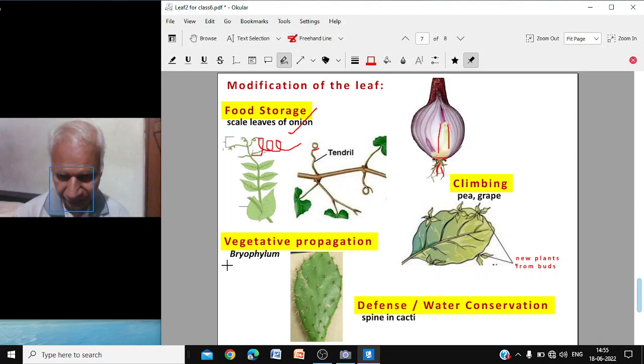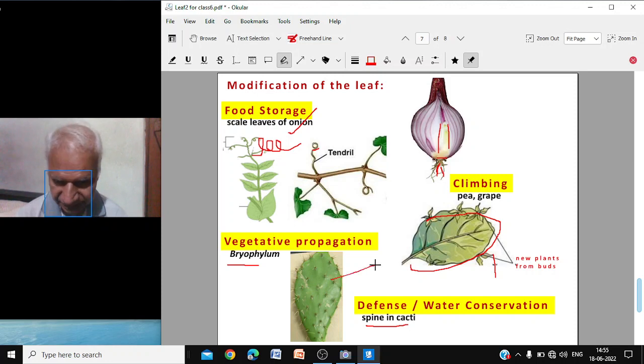Vegetative propagation, bryophylum, we have the leaf, the edges, the borders. Here you have buds, and when the buds fall to the ground, they will become new plants. Vegetative propagation for bryophylum. And finally, in desert, we find the cactus, and cacti will have spines.